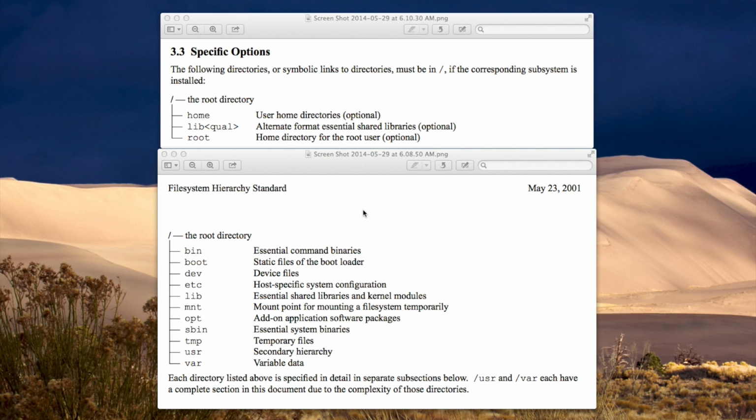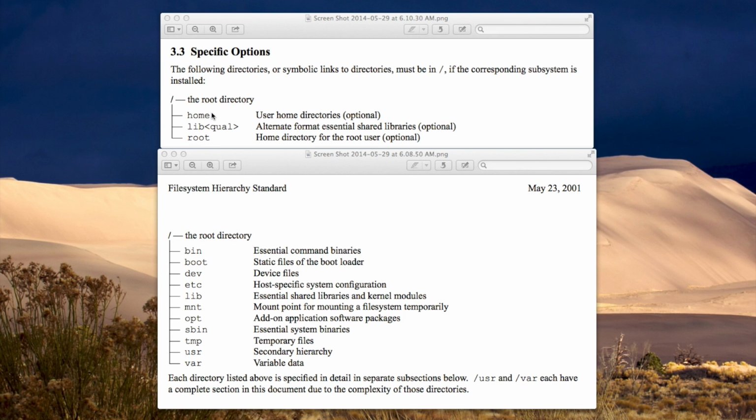File system hierarchy. At the top of the hierarchy is the root directory. Keep in mind that root in Unix can refer to two different things. There's the root user, and then there's the root directory. Those two things are very different, but they're both called the root. The root directory can actually have a directory called root for the root user.